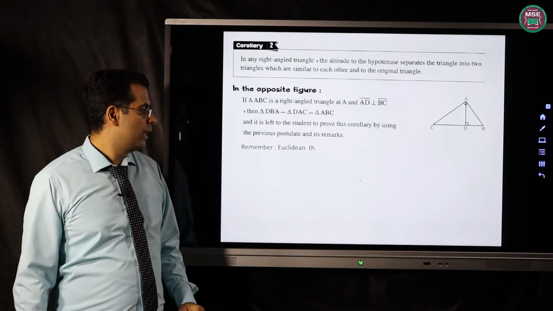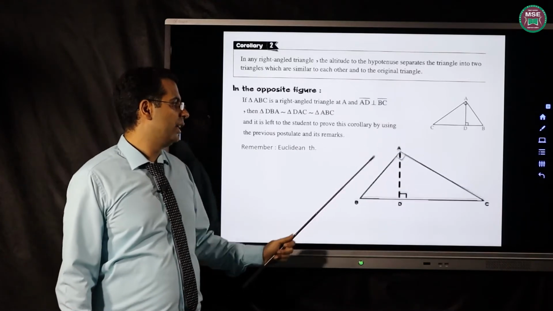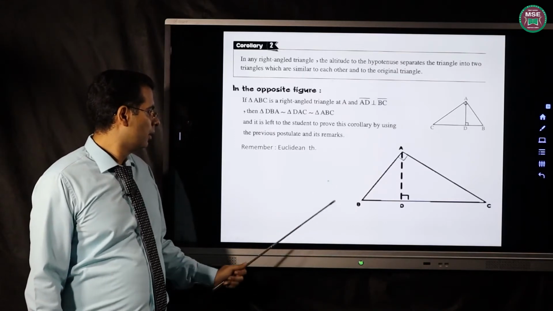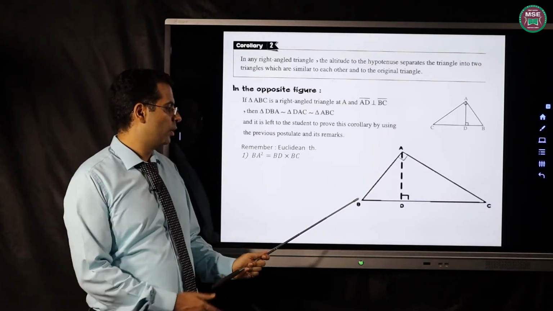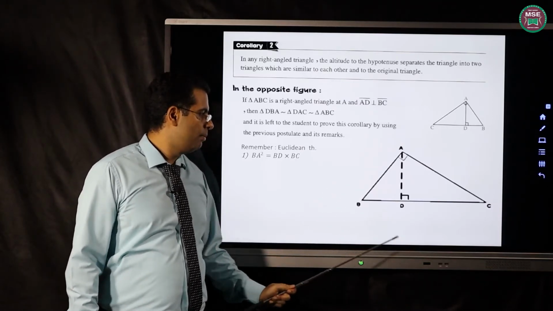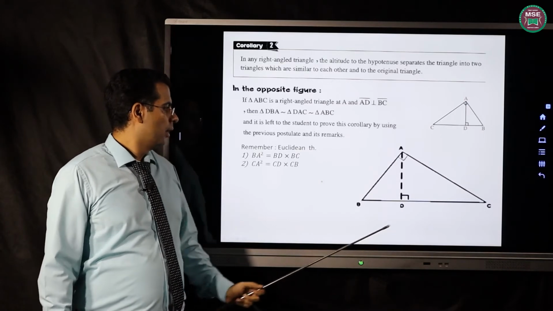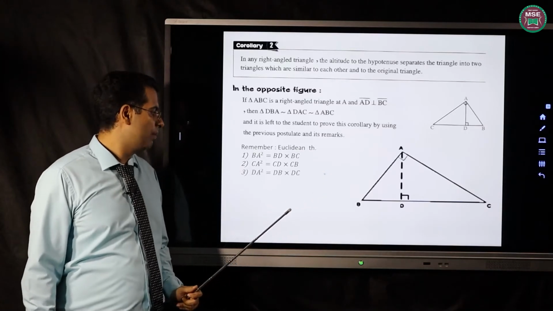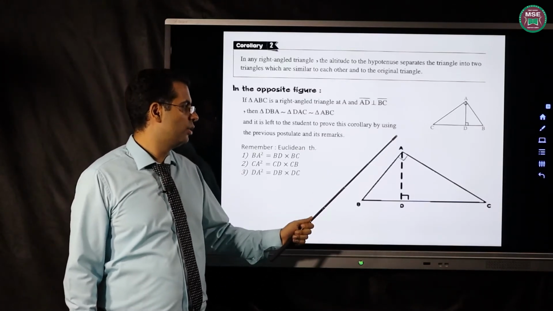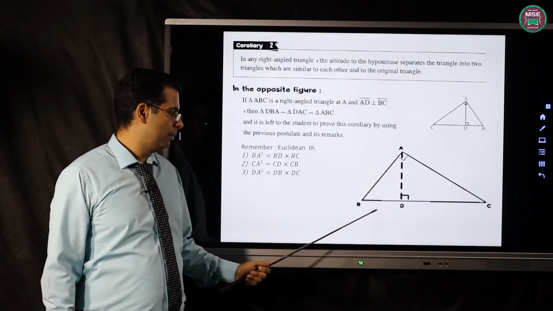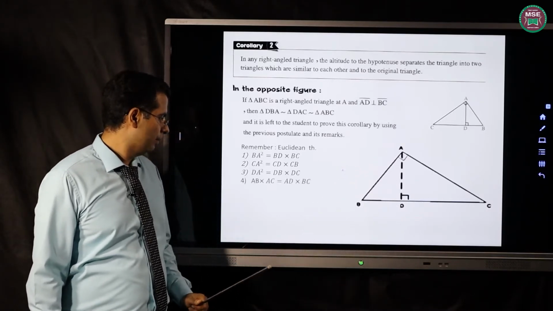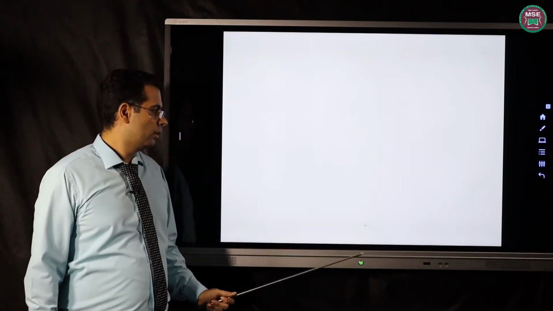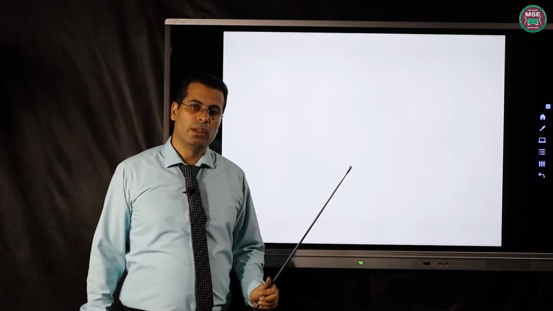We want to remind you of the Euclidean theorem, because we have a right angle triangle and a perpendicular from the right angle to the hypotenuse. We have 4 cases. Number 1, BA power 2 equals BD times BC. On the other side, CA power 2 equals CD times CB. What about the height or altitude AD? DA power 2 equals DB times DC. The last one, AB times AC, which are the sides of the right angle, equals the hypotenuse times the height.